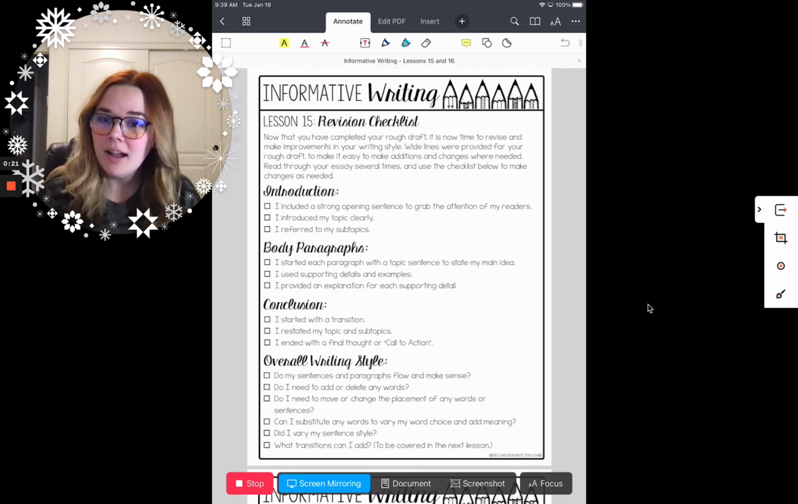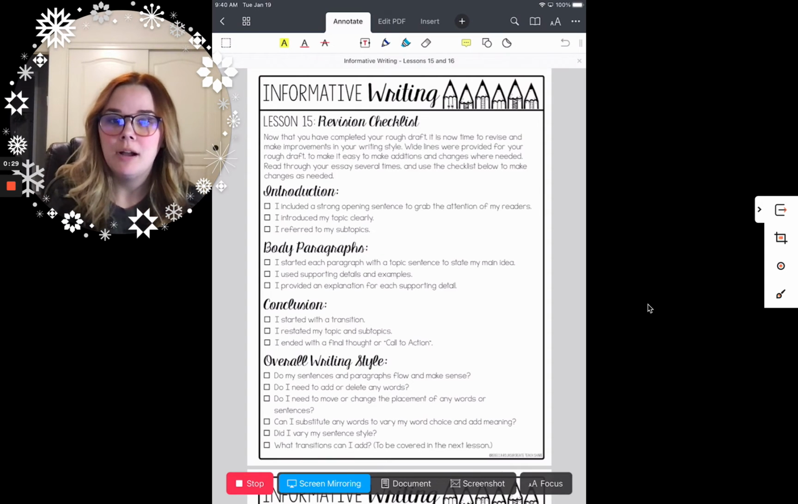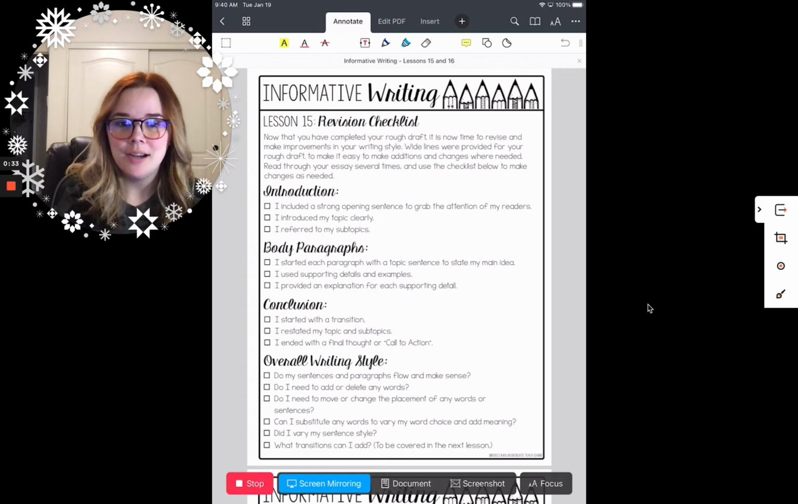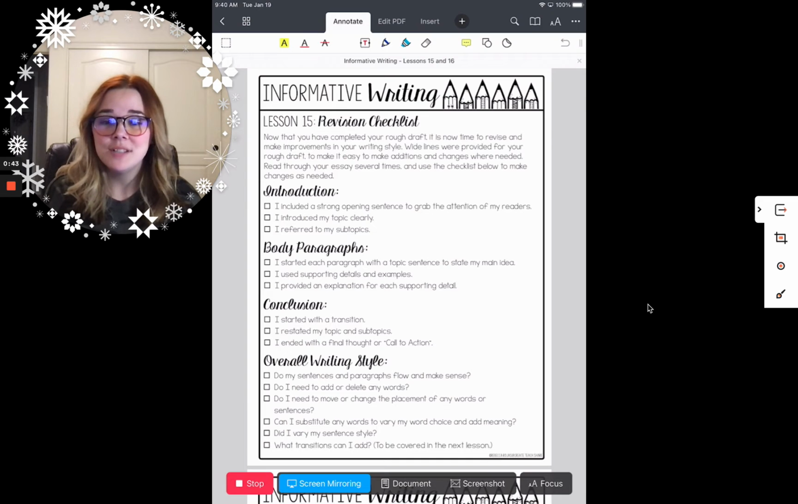And let's take a look at lesson 15 and 16. So lesson 15, we're going to be looking at revising. Now that you've written your rough draft, it's time to revise it and make improvements in your writing style. If you printed your essay out, you can write directly on it to make some revisions and then make changes, retype it, or you can just make changes in the Word document.